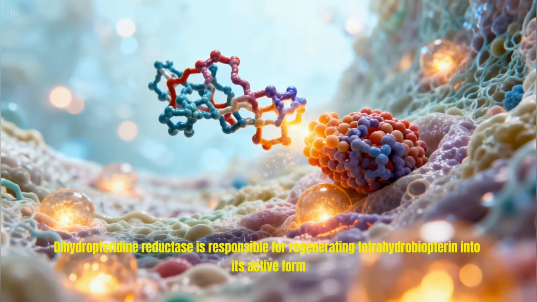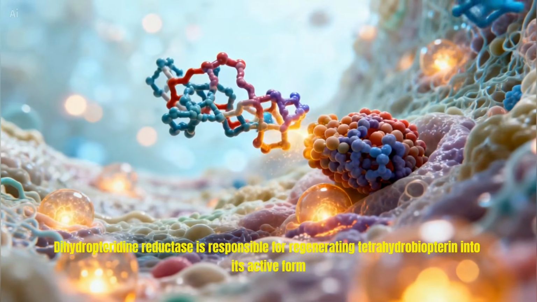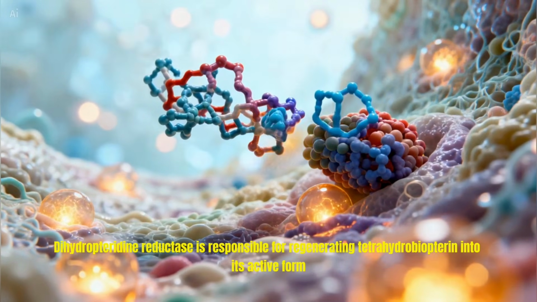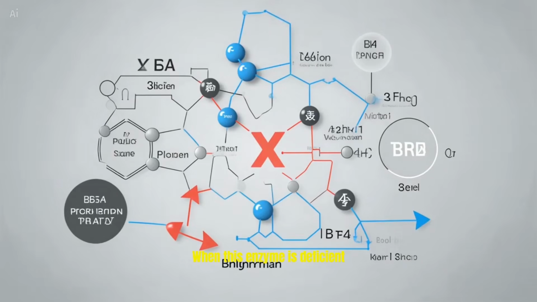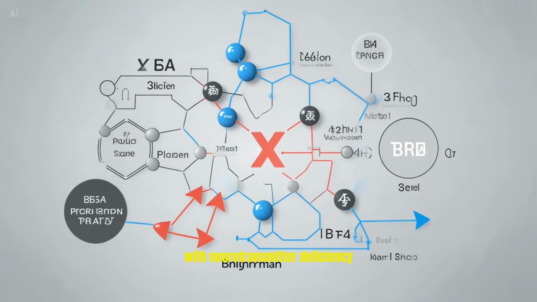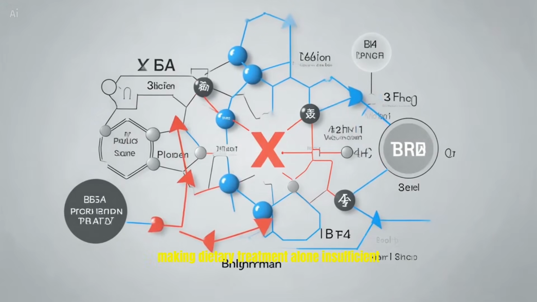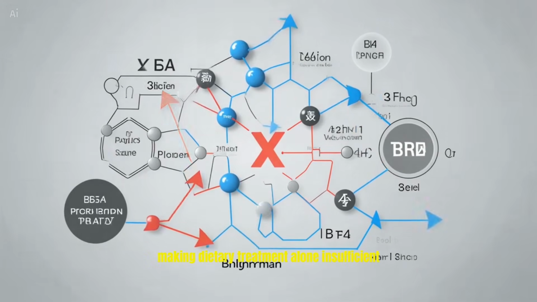Dihydropteridine reductase is responsible for regenerating tetrahydrobiopterin into its active form. When this enzyme is deficient, patients develop hyperphenylalaninemia together with neurotransmitter deficiency, making dietary treatment alone insufficient.